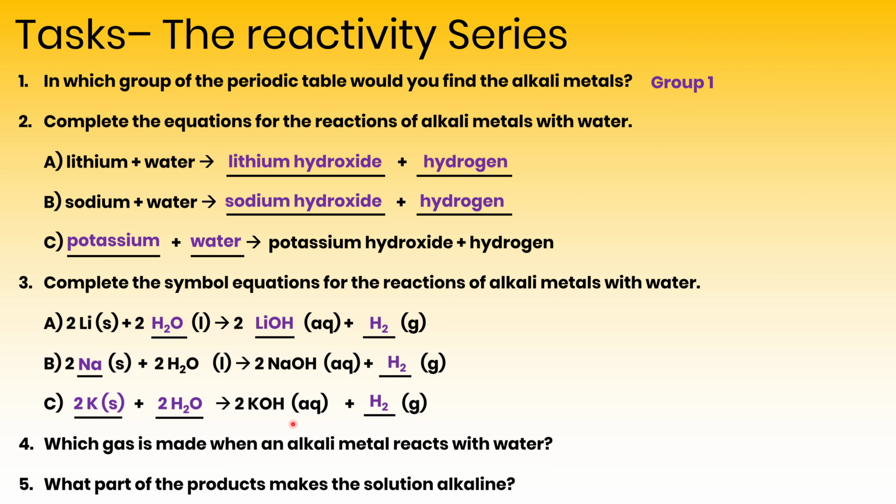hydrogen gas. 4. Which gas is made when an alkali metal reacts with water? Well, the gas we can see in all of these equations is hydrogen gas, H2.